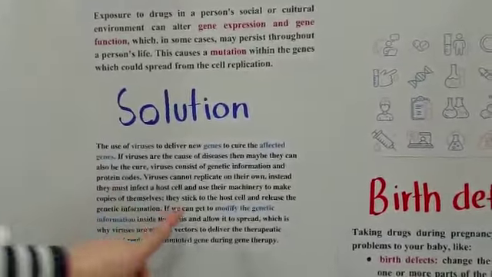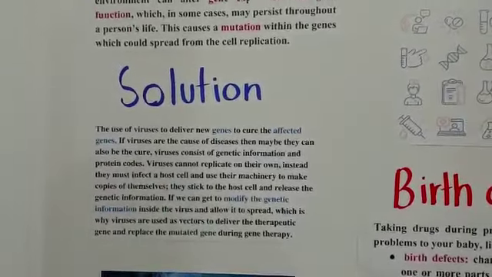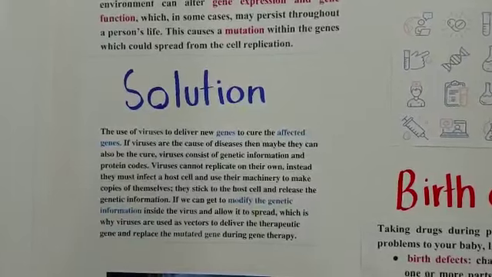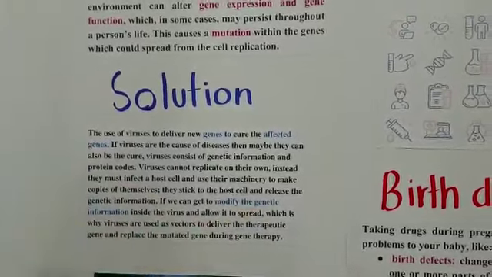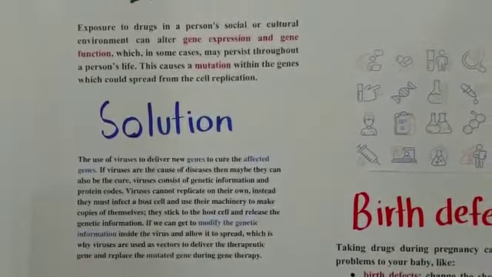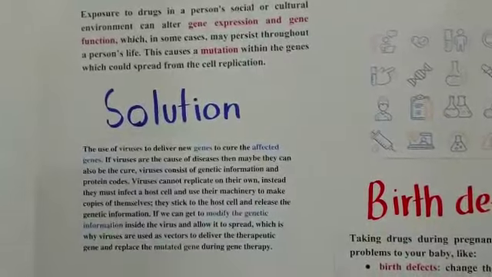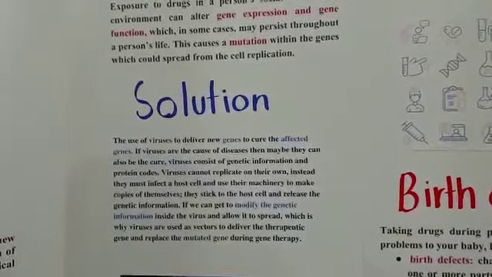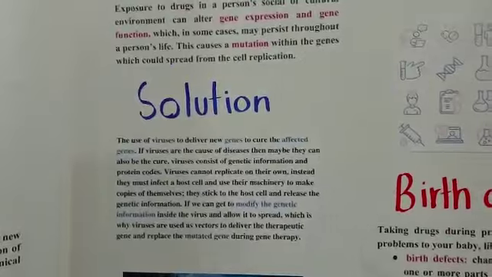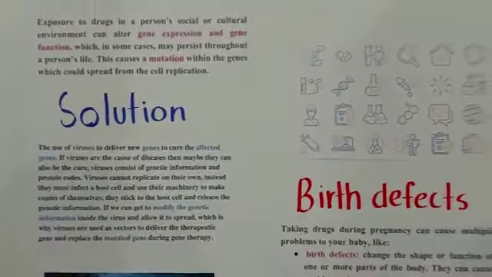But if we can modify the genetic information inside the virus and make it like a cure for the disease and allow it to spread, it will just cure the disease inside the body, and this is why it's used as a vector to deliver the therapeutic gene and replace the mutated gene. So the mutated gene would go away, and then the therapeutic gene inside the virus would fix it.